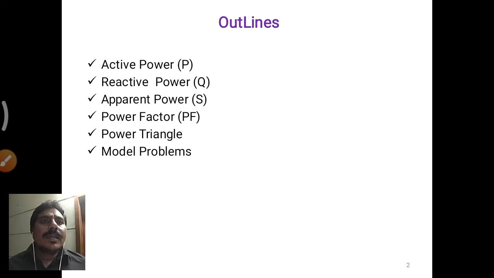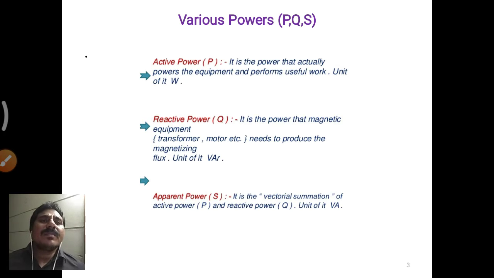Coming to the outline of this class, I want to concentrate on active power, which is represented as capital P, reactive power, represented by Q, apparent power, S, and power factor, which is simply called PF. Then the power triangle and model problems on these various powers in AC circuits.